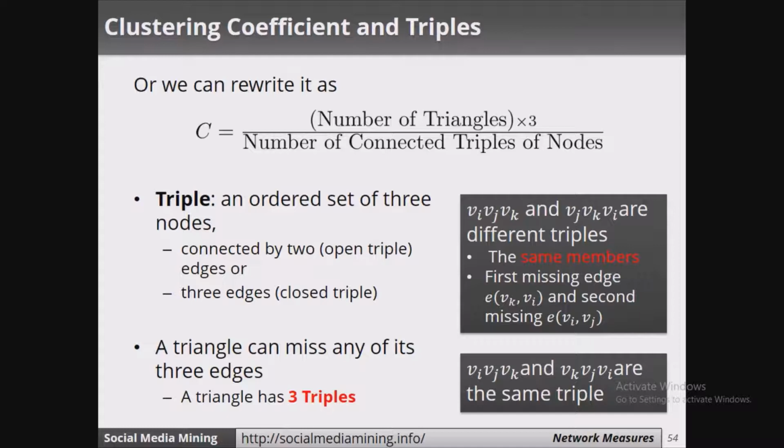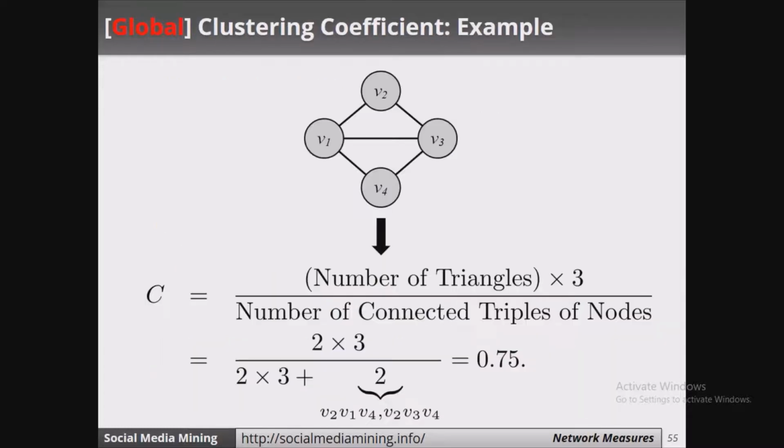So any triangle will have three triples. A triangle will have three triples, and for every triple you can miss any of the three edges. So let's look at an example here to find the global clustering coefficient. We have a graph with four nodes, V1, V2, V3, V4. So let's find out its global clustering coefficient.